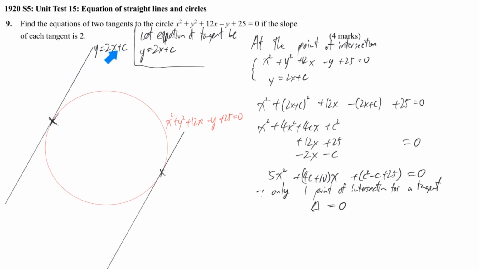However, it's possible that we have 2 values of c that fulfill this requirement. You'll find that there are 2 tangents. One is on the left hand side, one is on the right hand side. So for our delta, we are going to use b squared minus 4ac: (4c plus 10) squared minus 4 times 5 times c, the constant, is equal to 0. I extract 2 in this bracket, and then because of the square, 2 becomes 2 squared, 4.